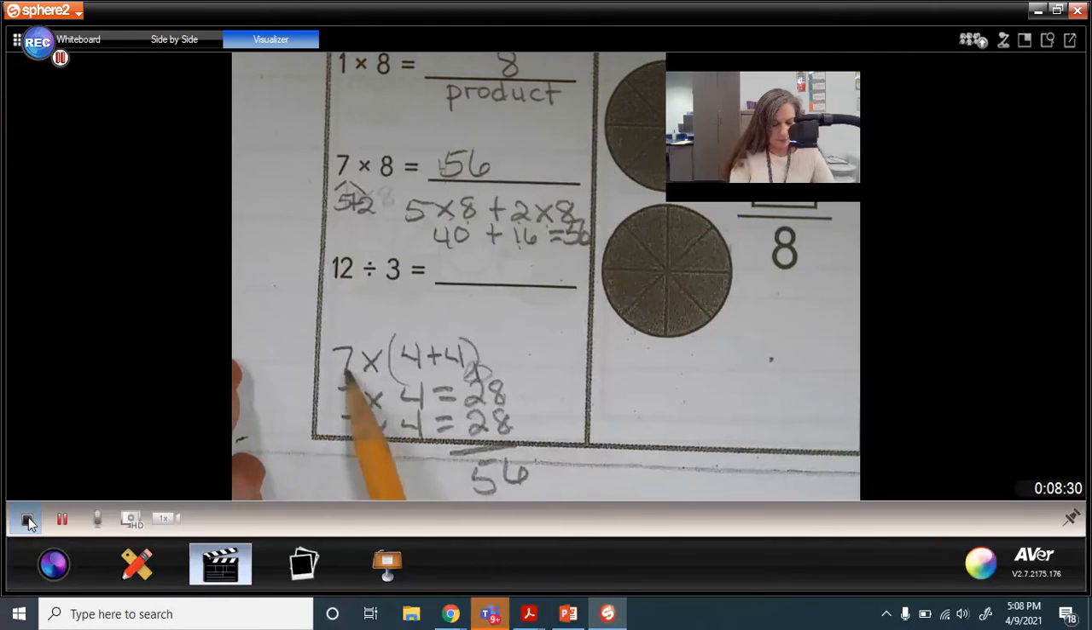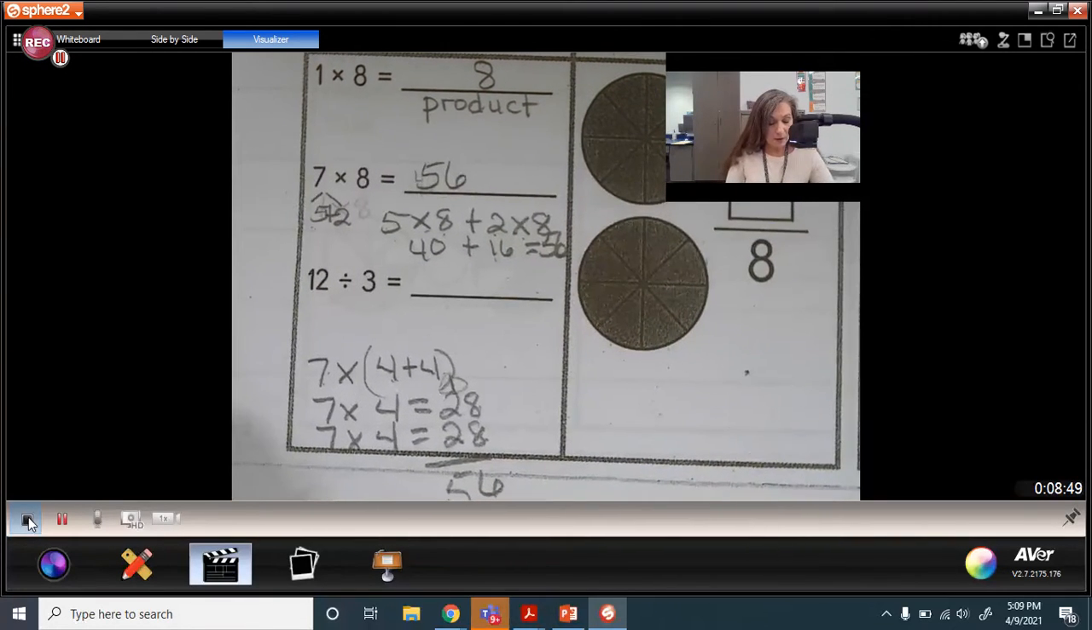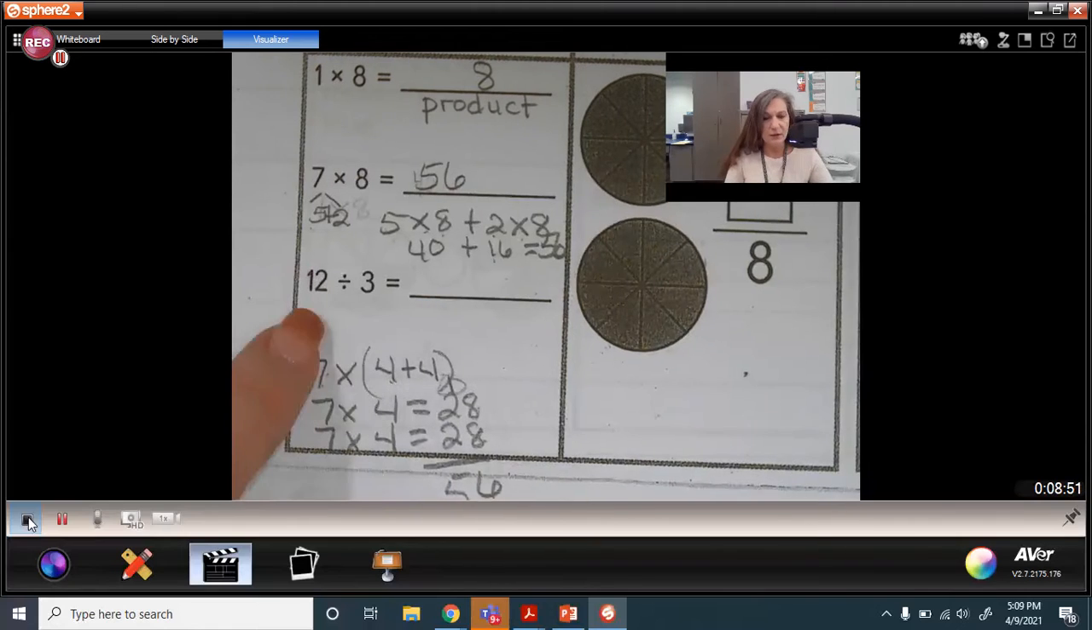You could break up this factor, which I like to do because I like to break up 7 as 5 and 2, and then multiply by the other factor. Or break up the 8 as 4 and 4, and multiply 7 times 4 and 7 times 4. So maybe you can come up with a different way to do that. All right, let's take a look at the next one.